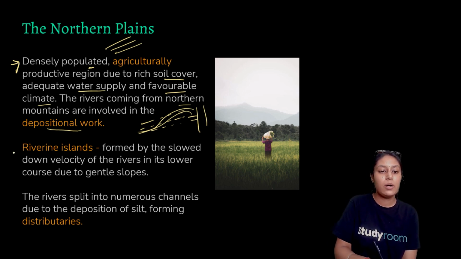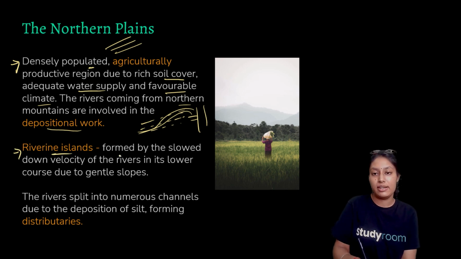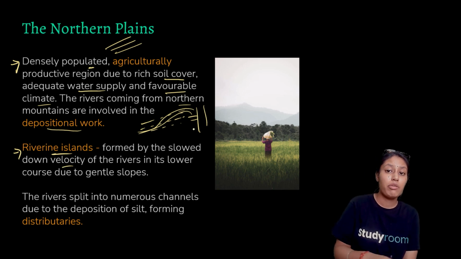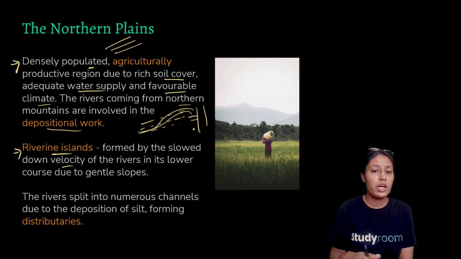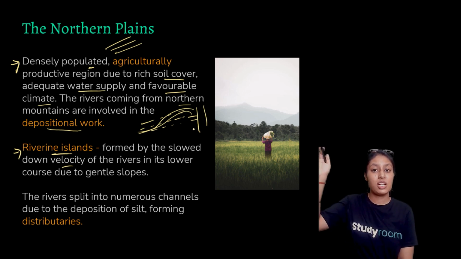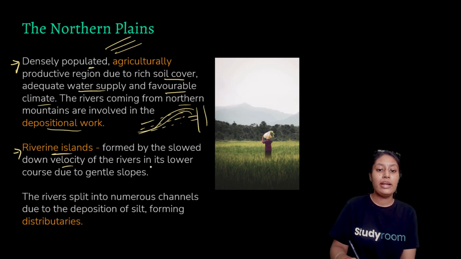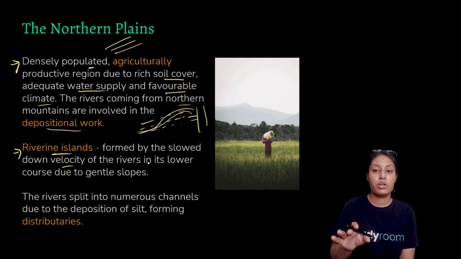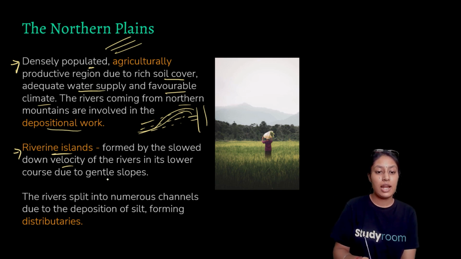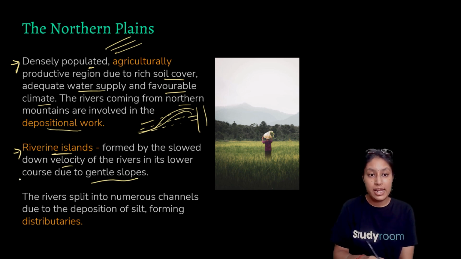Okay, next is riverine island. Riverine island means, obviously, it is formed by the slow and down velocity of rivers, because in mountain regions they're coming from up, but here they are just flowing, so it's slow and down. The velocity level of rivers is slow here, and it has a gentle slope. That's why it is riverine island.